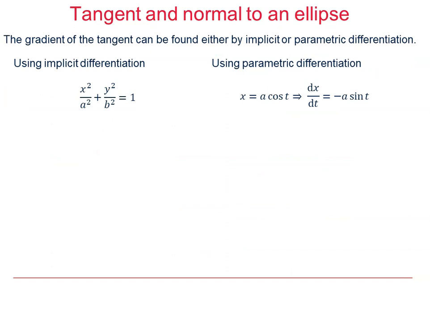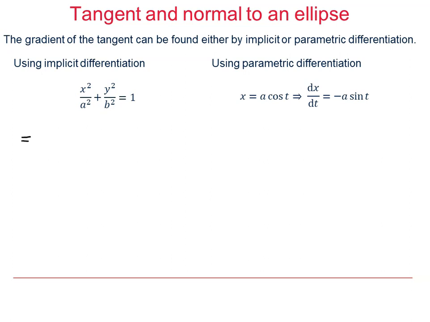There are two different ways to consider the equation. The Cartesian equation is x squared over a squared plus y squared over b squared equal to 1. You could rearrange it to give y equals, but much more straightforward is to use implicit differentiation. If you haven't covered implicit differentiation yet in your course, it might be wise to wait until you have. However, let's go through the result.